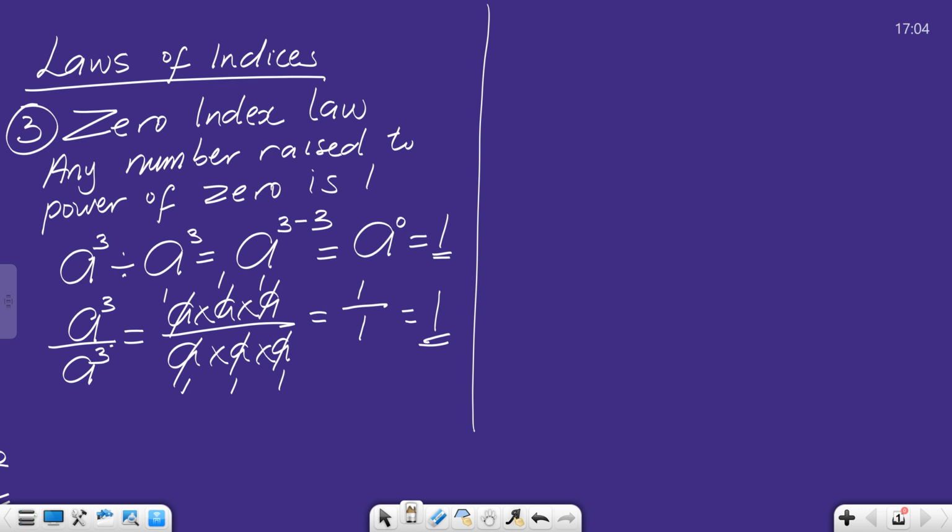Let's look at the fourth law. The fourth law is the negative index. The law says a negative index gives the reciprocal of the quantity. Now, what does that mean? For example, if I have a raised to the power minus 1, it gives the reciprocal. The reciprocal means 1 all over the quantity, which is 1 over a. That is what negative index is all about.